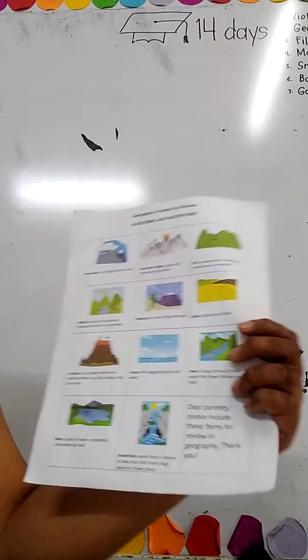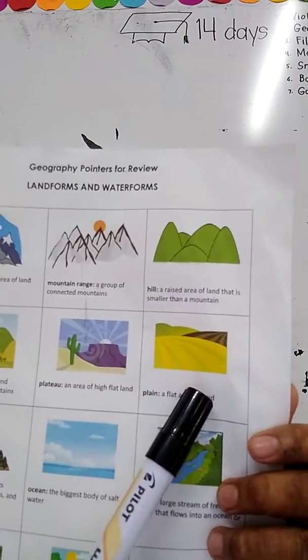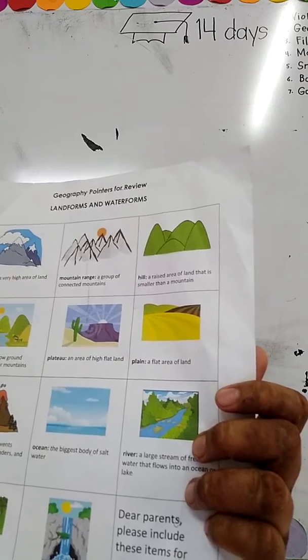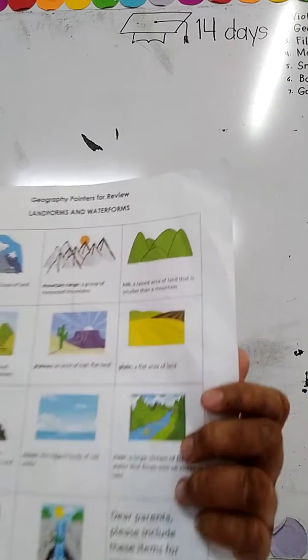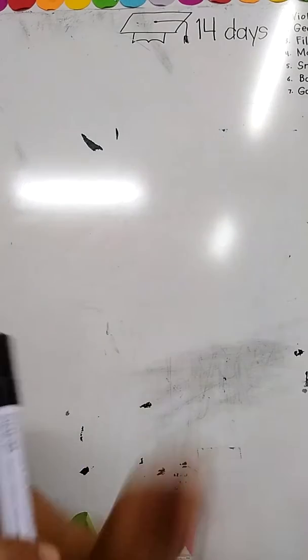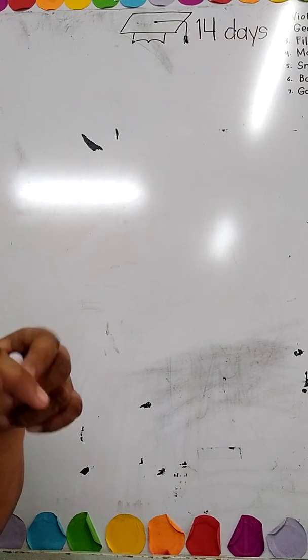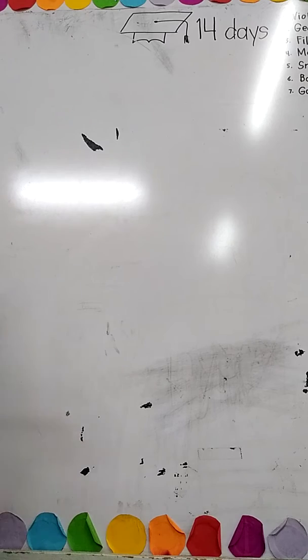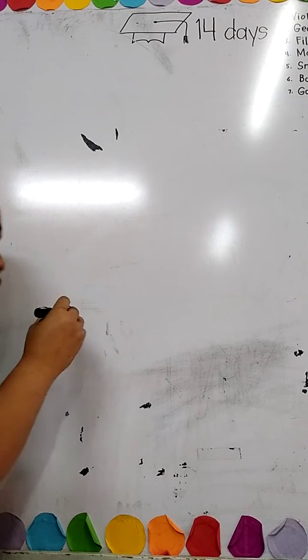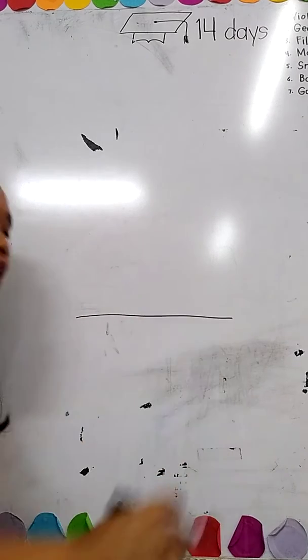Let's move on. We have plain. Plain. A plain is a flat area of land. Usually there are no trees, there are no mountains, no hills. It's just flat. It is a good place for farmers to plant because it's flat with no distractions. So because it's flat, you can just go ahead and draw a flat piece of land.